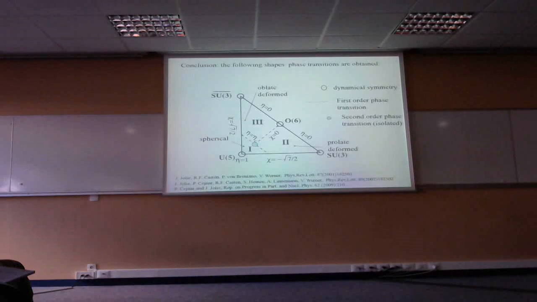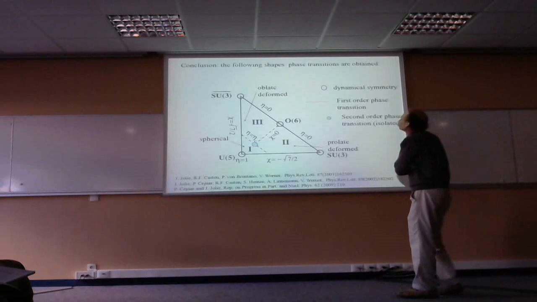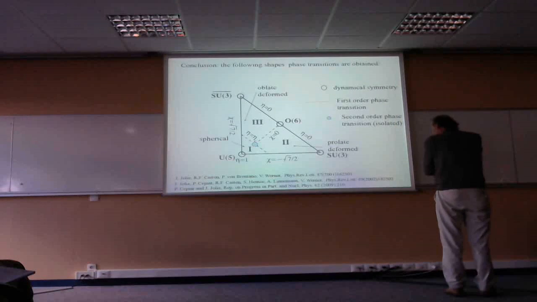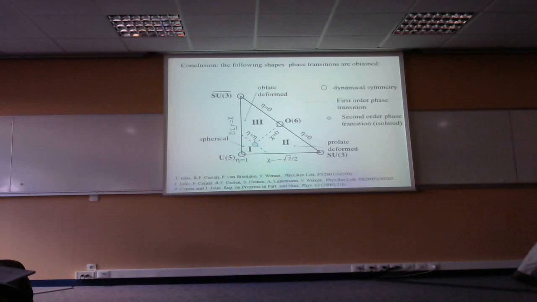Now, so we come to this picture that we have this kind of phase diagram of this very simple Hamiltonian in which we have spherical, prolate deformed and oblate deformed, and then we have the symmetries and the first order and second order phase transitions.